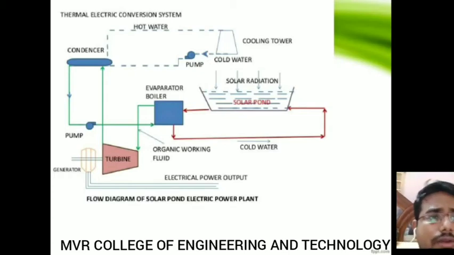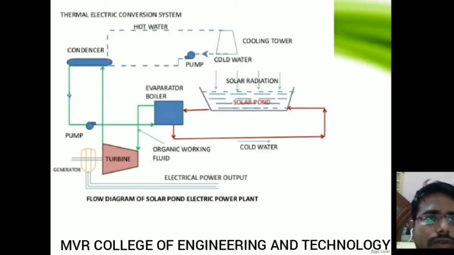So this evaporator boiler output will be transferred again to the turbine, and from the turbine it will be sent to the generator. So you will get an electrical power output. If you see the other end, there is a pump here, and it is sent to the condenser in order to cool your water. The hot water will be sent into the condenser, and the cooling towers will cool the water and send it to the pump. Okay, so this is about a single line diagram for the solar pond of an electrical power plant.